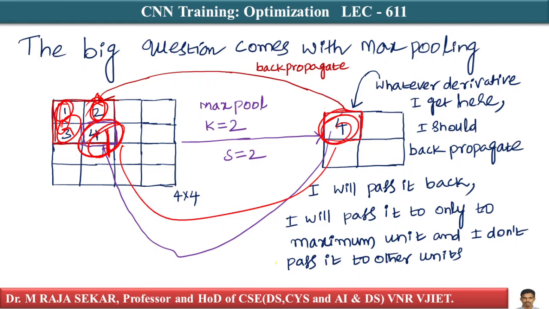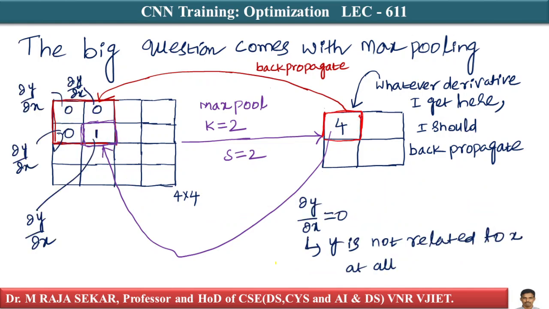But in the case of max pooling, you only pass the derivative back to the maximum value, and the rest of the derivatives you just make equal to 0, isn't it? Here all the others are 0. Just observe, this one is 0, this one is 0, this one is 0, this one is the maximum. That's what I'm repeating actually.